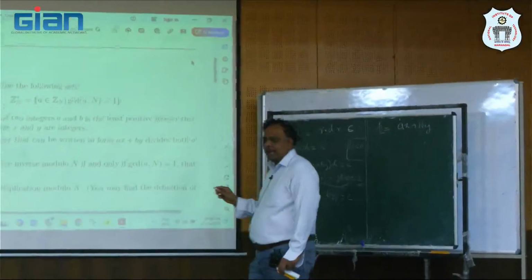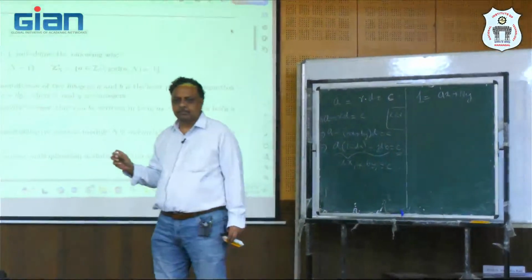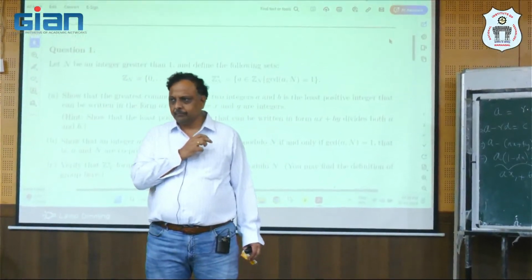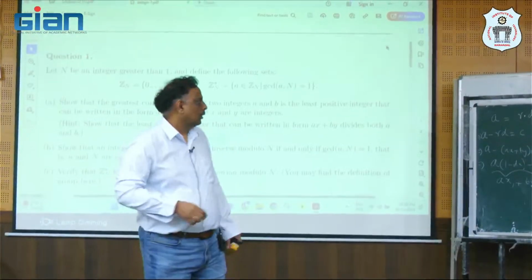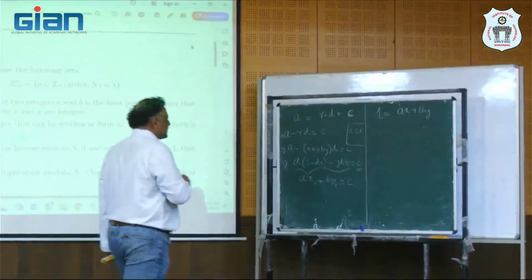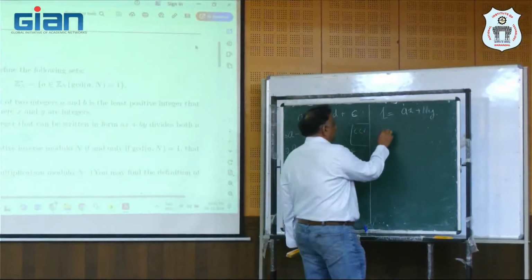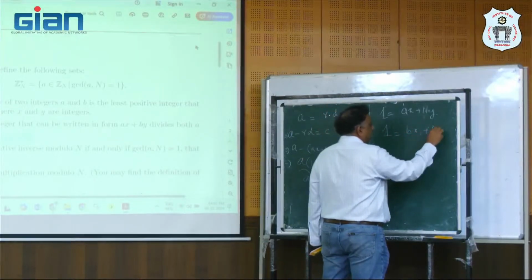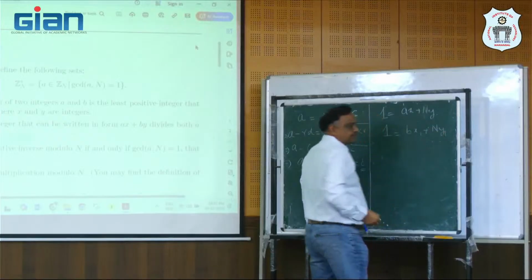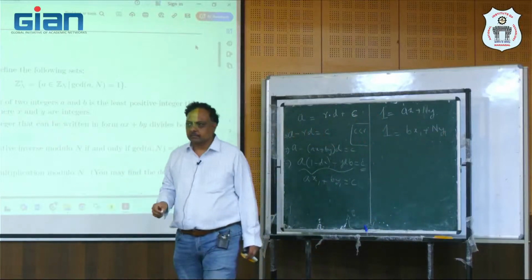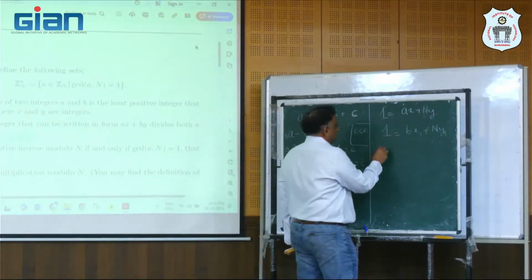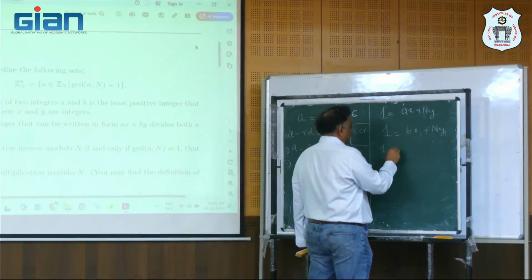If A and n are co-prime, then we can write this equation, correct? Yes? Good. So suppose A and n are co-prime and B and n are also co-prime, correct? Then we can write this equation, correct? Okay. Now let us multiply. What do we get?